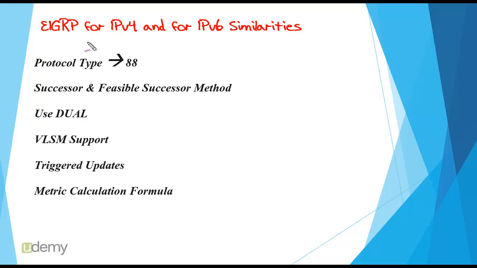Before we start our EIGRP for IPv6 configuration, let's compare EIGRP for IPv4 and EIGRP for IPv6. First, their similarities. Both of these protocols use protocol type number 88 in the IP header. Both of them use the successor and feasible successor logic. Both of them use the diffusing update algorithm. Both of them support VLSM. Both of them use only triggered updates, and only changes are informed after a full update.